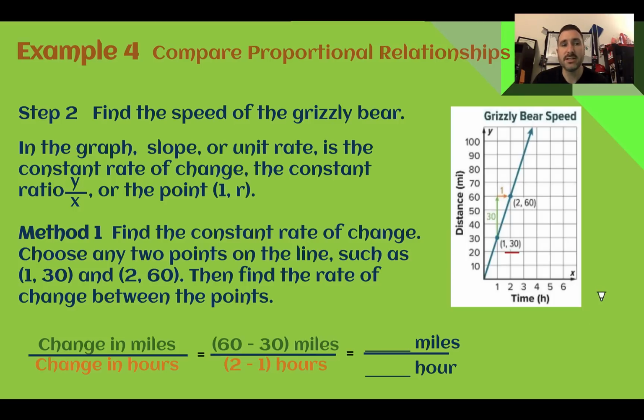First, let's use the constant rate of change, and that's what we're going to see here in the graph. The distance went up 30 miles, and it took 1 hour to do so. So I just found the slope. It went up 30 over 1, which means it went 30 miles per hour.